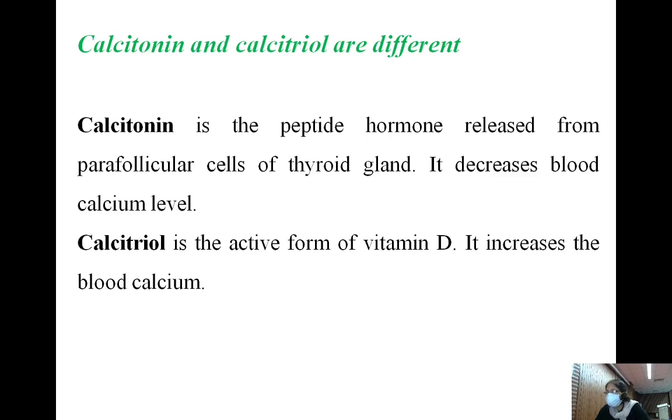Calcitonin is synthesized by the parafollicular cells of the thyroid gland. It decreases the blood calcium level. It is responsible for depletion of the calcium. Calcitriol is the active form of vitamin D. It increases the blood calcium.